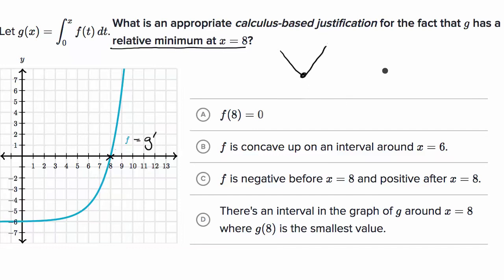And the choice that describes that, this is starting to get there, but this alone isn't enough for a relative minimum point. F is negative before x equals 8 and positive after x equals 8. That's exactly what we just described.